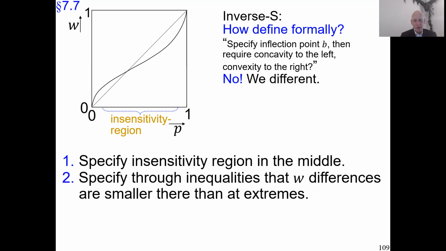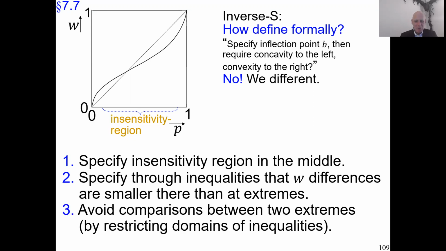Then we define inequalities that capture that the W differences in this insensitivity region are smaller than the W differences at the extremes. But then there's one point, a little bit subtle: when we compare the W difference at an extreme with another W difference in the middle, we should take care that that middle is really middle, and not the other extreme. So we have to impose some boundaries. It sounds a bit vague now maybe, but on the following page I will make it precise. So now we go to the really formal definition.